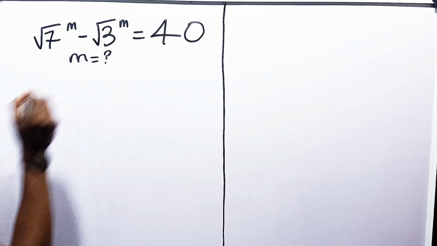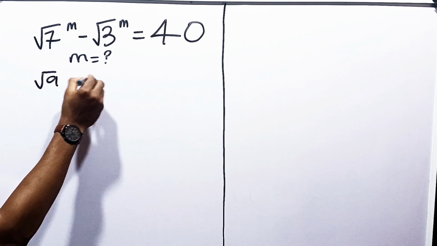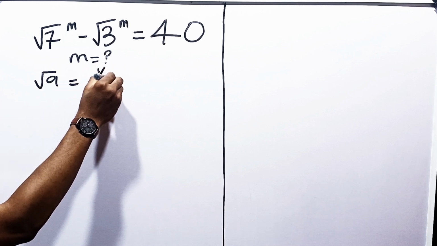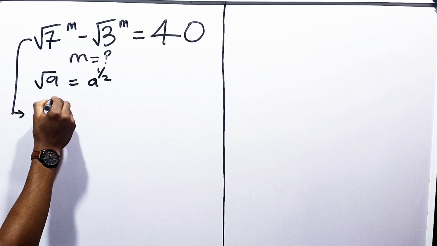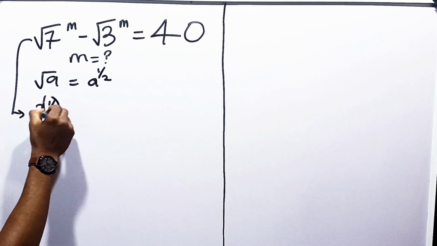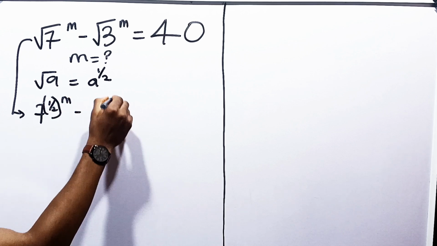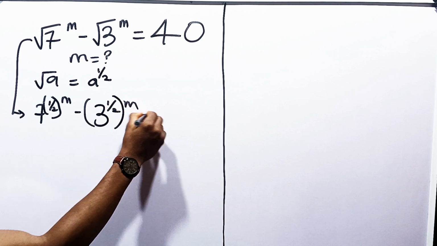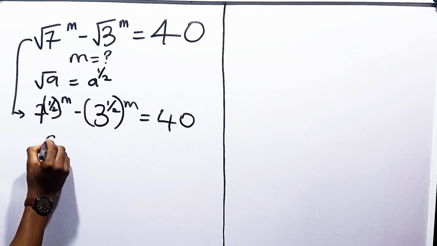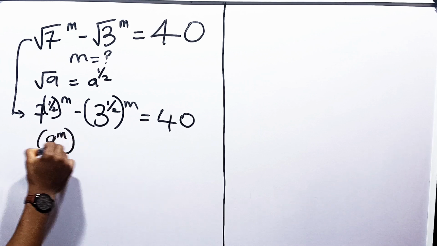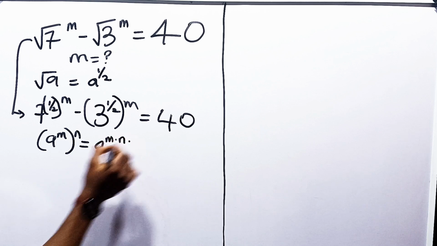Now, first of all, when you have root of a, it is equal to a to the power of half. Hence, this can be rewritten as 7 to the power of half raised to the power m, minus 3 to the power half raised to the power m, is equal to 40. When you have a raised to power m raised to power n, it is equal to a raised to power m multiplied by n.